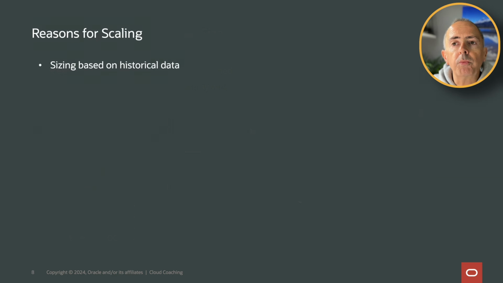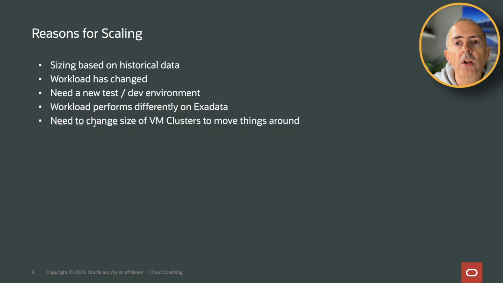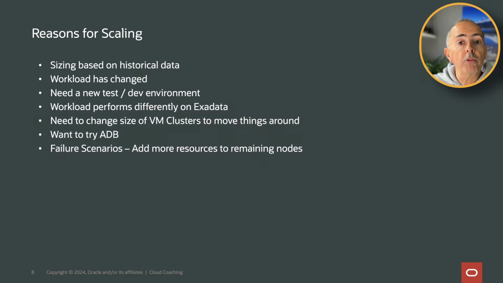So why might you actually want to change the sizing? Well, bear in mind that the sizing was based on historical data. So all we can do is look back and say, well, how was your workload over the last 12 months? What we don't know is, has the workload changed or is predicted to change? Also, maybe you need to create a new test or dev environment. Maybe it's the first time you moved your workload to an Exadata platform, and maybe you got performance different to what was expected, hopefully better.